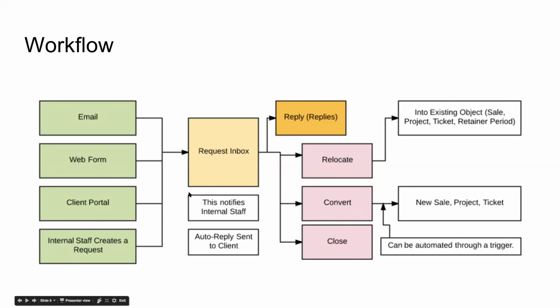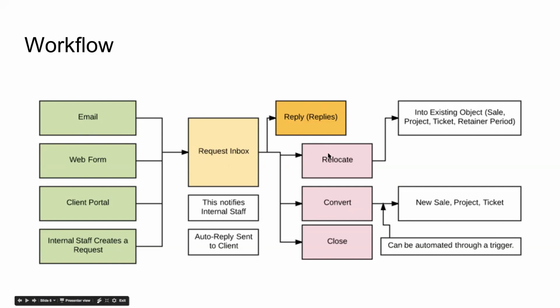Okay. So the next thing is, again, it goes to the request inbox. At this point, it notifies your internal staff that is responsible for those request inboxes. Then an auto reply is sent to the client, which might say, here's what you can do based off common questions. If you've ever emailed into support@Accelo, you'll notice that we have an auto reply that goes right back to you. And once it's in the request inbox, you can then go ahead and reply directly from the inbox.